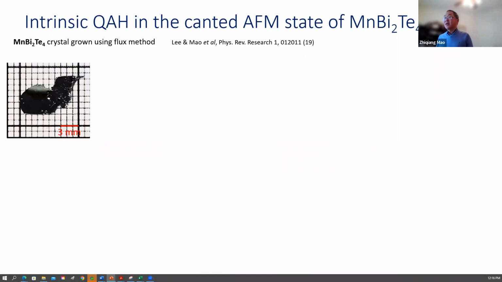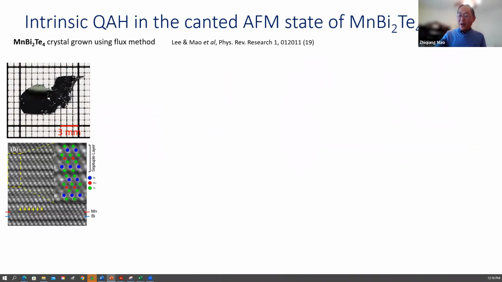So we first studied MnBi2Te4. Our crystal was grown using the flux method. And first we did the structure study. We first demonstrated that the structure of this compound is indeed formed from the stacking of MnBi2Te4 septuple layers. So this is a TEM image.